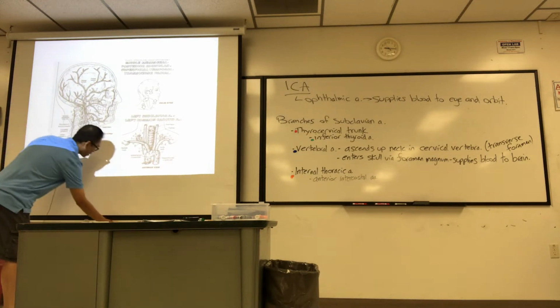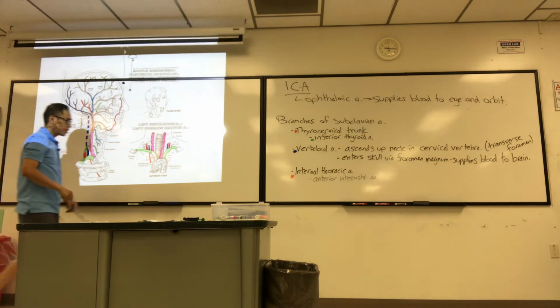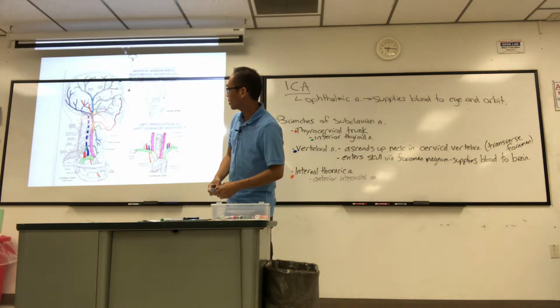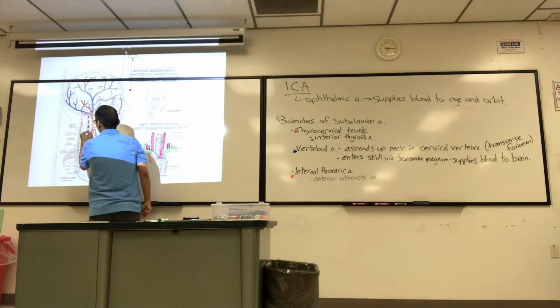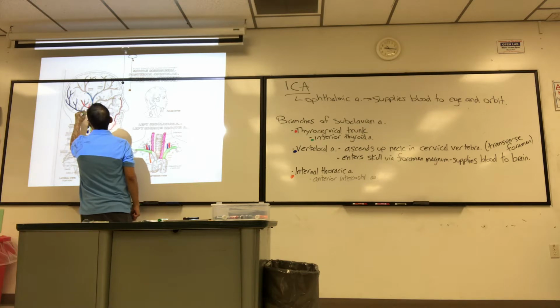Let's see. I did not color it in. I better do that. About green. There's ICA right there. There's the carotid bifurcation, coming up right there, right next to the external carotid, giving off all these branches. It's going to go all the way into the skull there.